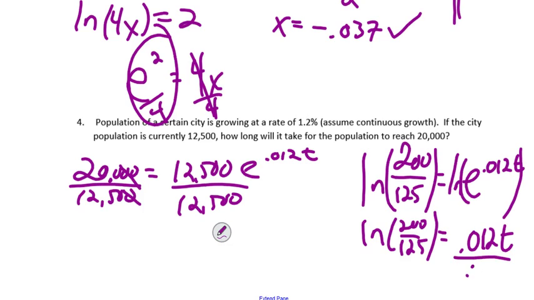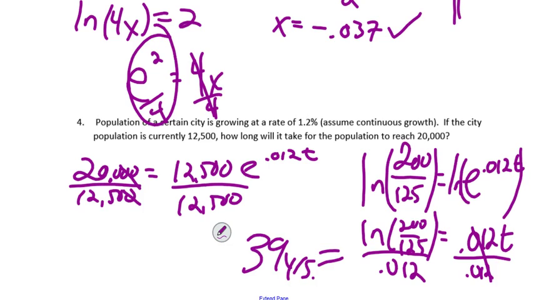But in the end, you're going to give me a decimal for this one for sure, because it is given in decimals and it's an application problem. So you would never say the natural log of 200 over 125 divided by 0.012 years. That wouldn't make sense. You would just give me about 39 years. What else do you got there? Okay. About 39 years.